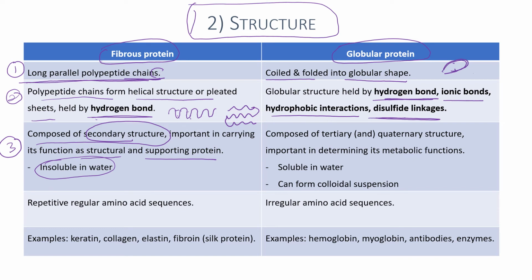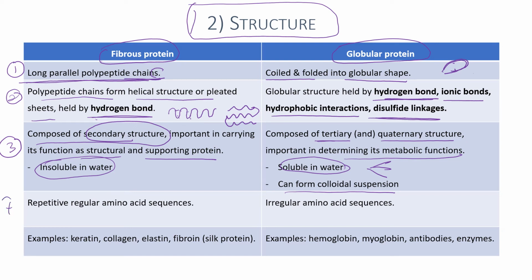And as for globular protein, it is composed of protein in the tertiary or quaternary structure, which is important in determining its metabolic function. So globular proteins are usually soluble in water and can form colloidal suspension. Examples of globular protein, we have hemoglobin, enzymes, hormones. All these molecules are carried in your bloodstream. Major component of your blood is water. So all these molecules are soluble in water, to allow them to be carried in your bloodstream.